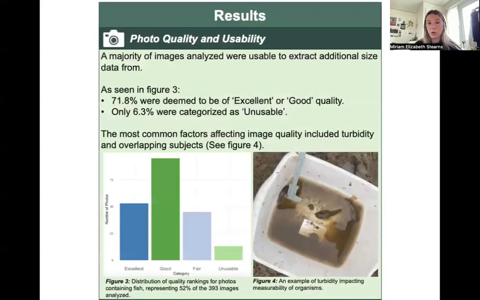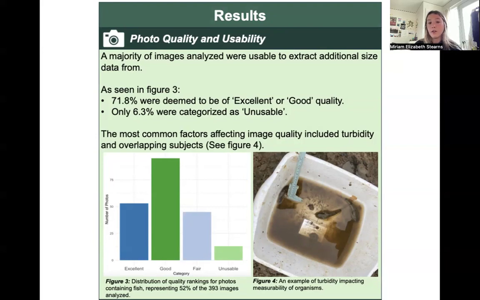For my results on photo quality and usability, you can see that in Figure 3, out of the 393 images analyzed that had fish present in the images, a majority were found to be of excellent or good quality, with 71.8% meeting this criteria. Only a small fraction, 6.3%, were deemed to be unusable.